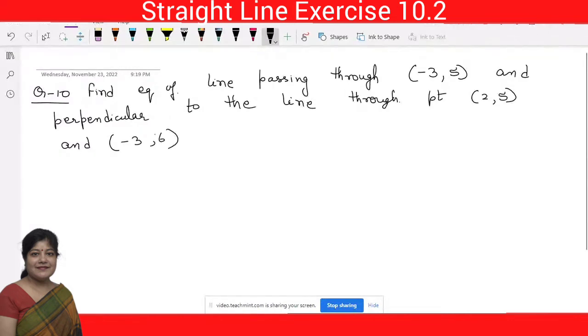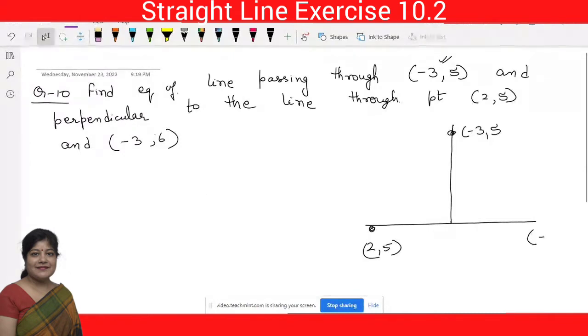Okay, this is the question. We have to find the equation of line passing through this point, minus 3 comma 5, and perpendicular to a line which passes through 2 points. This line is not said to pass through the midpoint, but it is said to be perpendicular. That means it is making an angle of 90 degrees.